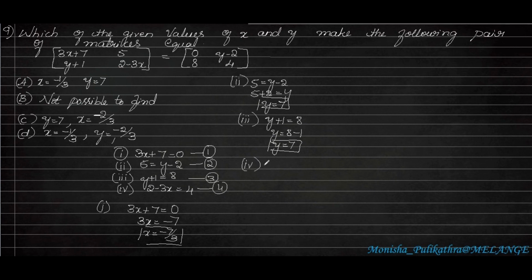Next, the fourth one, 2 minus 3x is equal to 4. So I will be shifting the 4 to this side. 2 minus 4 is equal to minus 3x. 2 minus 4 is minus 2, which is equal to minus 3x. Here the minus signs cancel. x is equal to 2 by 3. So from this we can clearly say that the x value is not equal, but the y value is equal.